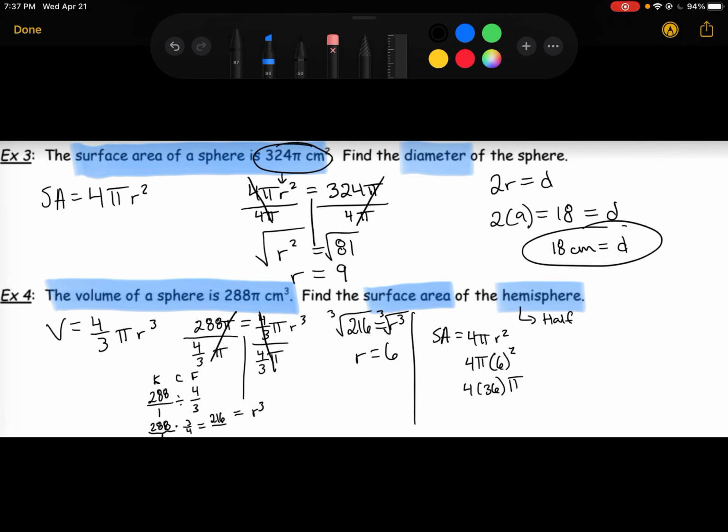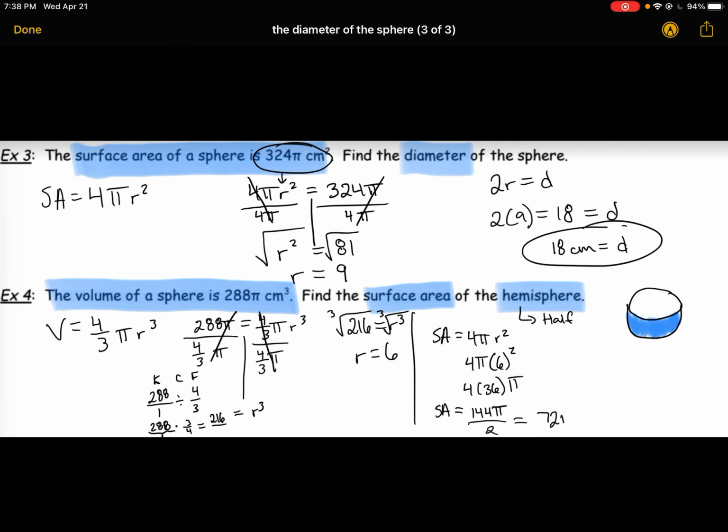So surface area is 4 pi r squared. 4 times pi times that radius squared, which in this case will get us 4 times 36 times pi, which is 144 pi. And that would be the surface area of a whole sphere, or if we coated the entire outside of that watermelon. But in this case, we want half of it. So if we think about it, to get half of it, we would be coating basically everything except for the top of that hemisphere. So to do that, half of it, just divide it by 2.